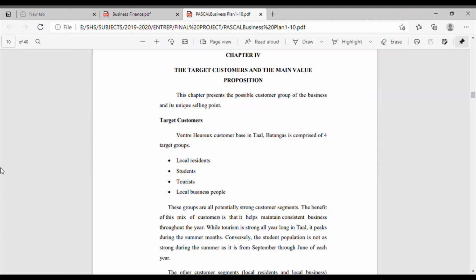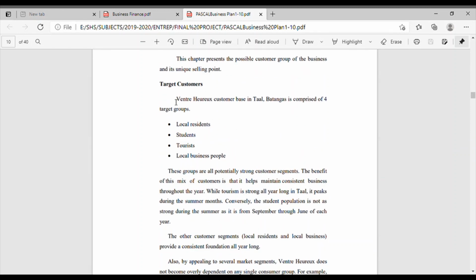So again, this is the example of the research or the business plan na ginawa ni Cyril, ng grupo ni Cyril last year. So, example for the chapter 4, the target customers and the main value proposition. Yun lang talaga yung laman ng chapter 4. The introduction is this chapter presents the possible customer group of the business and its unique selling point. So, punta muna tayo sa target customers.